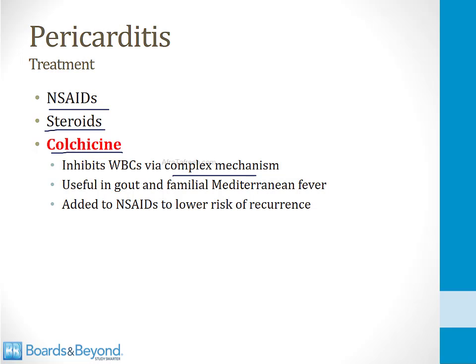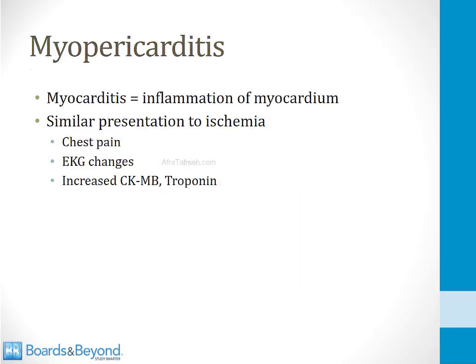Colchicine basically has three niche uses. One of them is pericarditis. It's also effective in gout, and it's also effective in the rare condition familial Mediterranean fever. And we usually add this to nonsteroidal anti-inflammatory drugs to treat pericarditis and lower the risk of recurrent pericarditis.